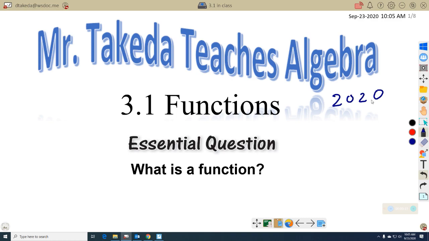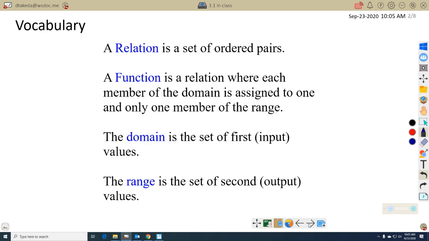This is lesson 3.1 on functions. Hey, what the heck's a function? Well, we're going to start off with vocabulary here, so make sure you get these in your notes. You can pause this to write these down. I'll read them and talk about them a little bit, but if you need to pause the video to write these into your notes, please feel free to do so.